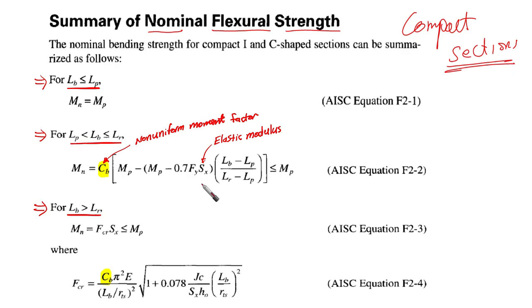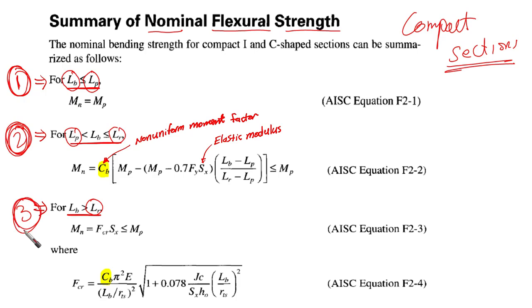Okay. The nominal bending strength for compact I and C shaped sections can be summarized as follows. We have three different zones: if our unbraced length is less than Lp, between Lp and Lr, or larger than Lr. So we have zone 1, zone 2, zone 3. The first is going to be plastic. Here it is going to be inelastic lateral torsional buckling. Here it is going to be elastic lateral torsional buckling.